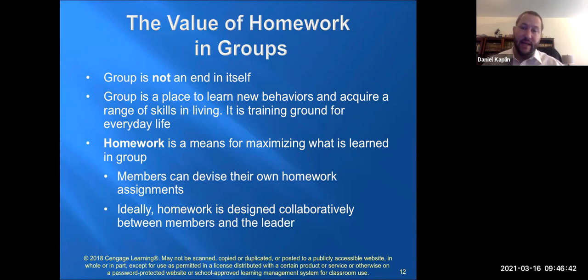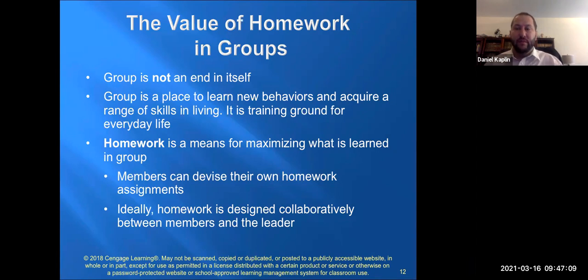Members can devise their own homework assignments, right? So when we talk about individual goals within a group setting, if you want to work on something, you say, well, what's one thing you might want to commit to this week? And then members might say, well, my goal is X. This week, I'm going to work on Y. And that's perfectly fine.